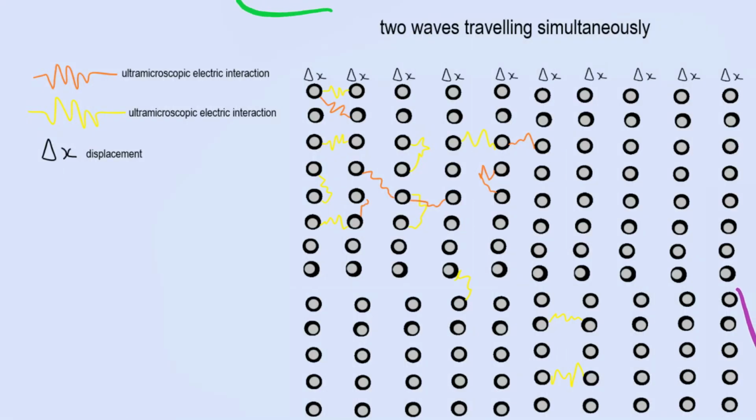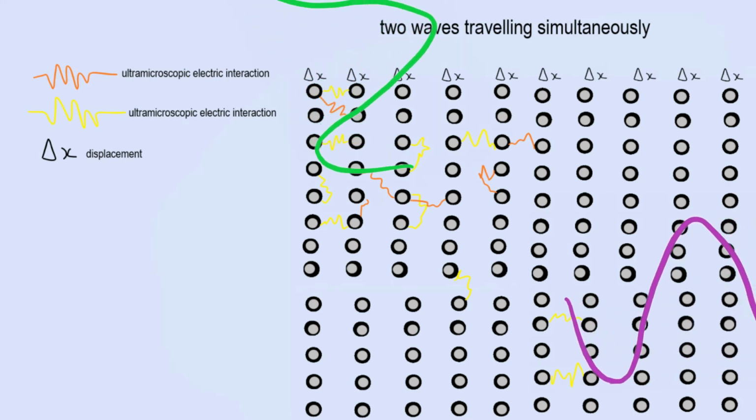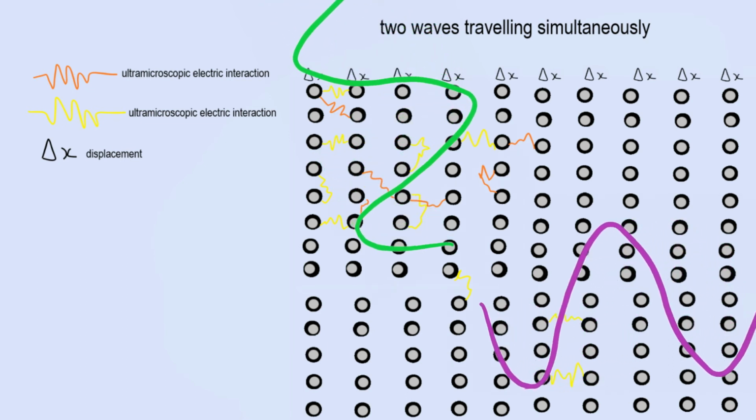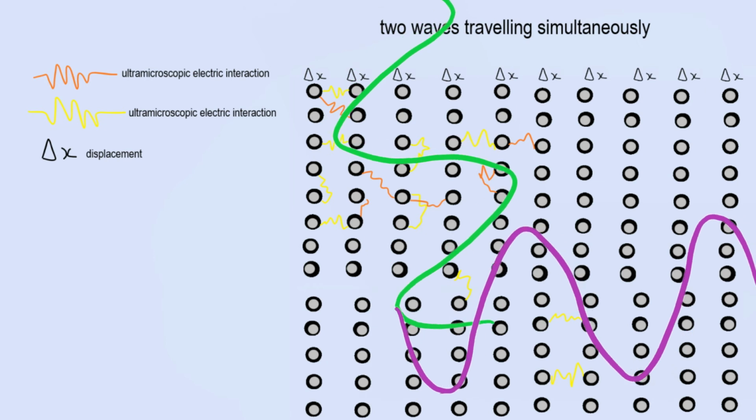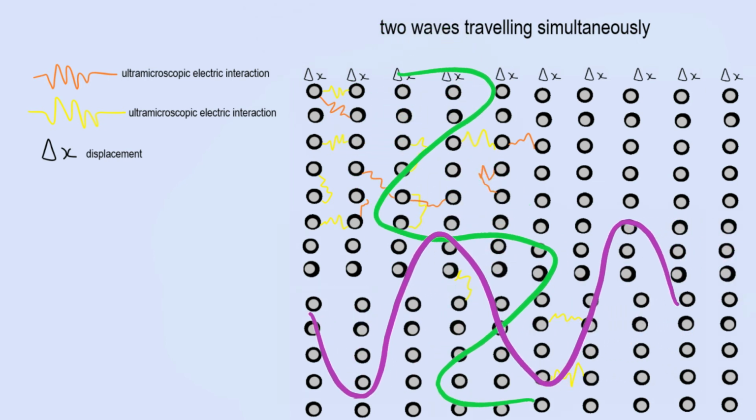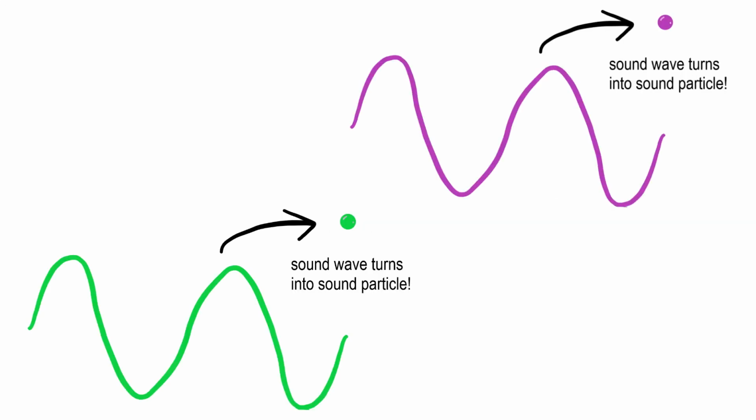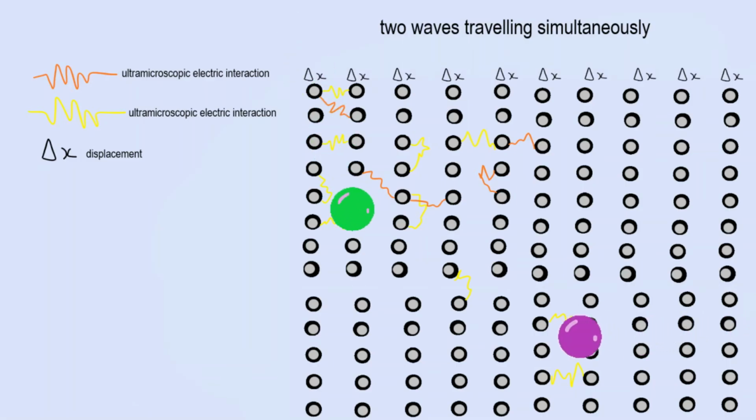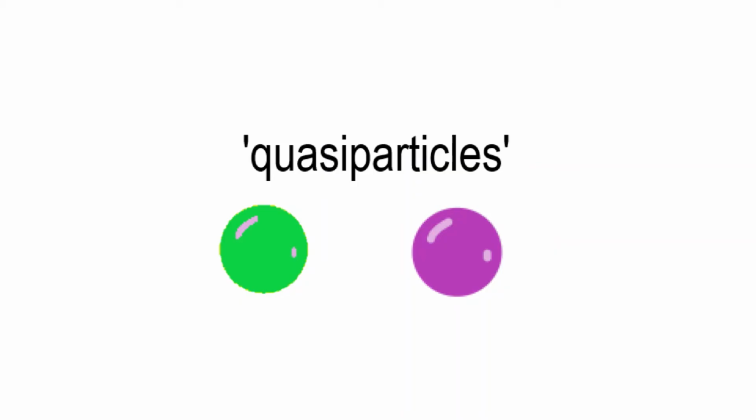Suppose we have two sound waves moving through a patch of air. To model these two sound waves at once would be very difficult, as we'd have to simultaneously keep track of the displacements of the jiggling particles and their ultramicroscopic interactions with one another. It would take forever to do so much. So instead, we treat both the waves as individual sound particles traveling through the patch of air. These particles, of course, aren't real. They're just oversimplifications of our system, but they make the mathematics far easier, and they work in describing the system. These sound particles are called quasi-particles.